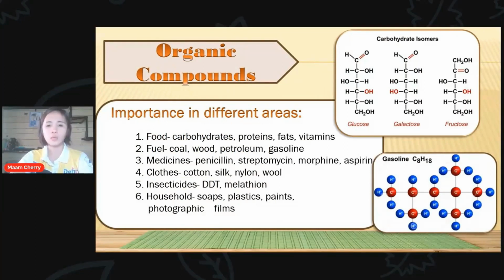So, we have here the clothes. Cotton. Minsan gusto nating suotin cotton, made up of organic compounds also. Silk, nylon, and wool. Next, insecticides. So, we have here the DDT. Yung DDT po, between the 1950s and 1980s, was widely used in the agricultural industry pangpatay ng mga insekto. The use of DDT to control diseases like typhus and malaria was not uncommon in the early 1940s.